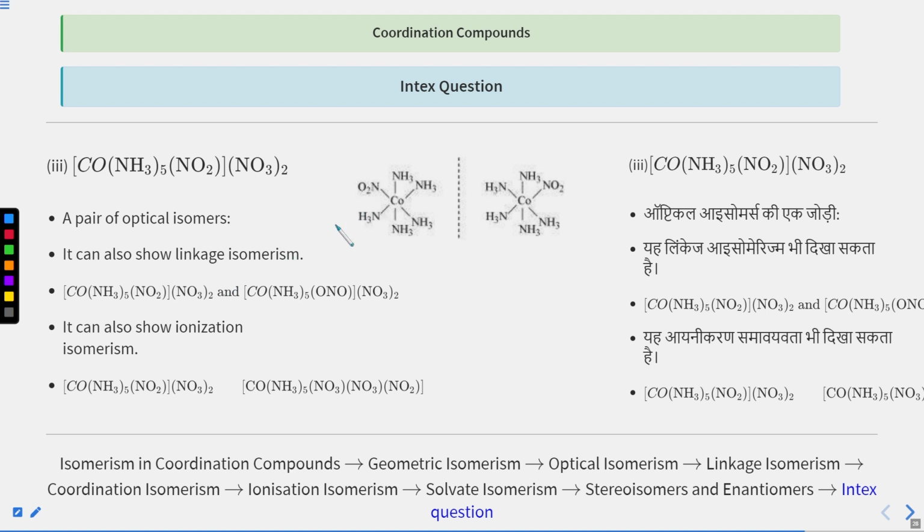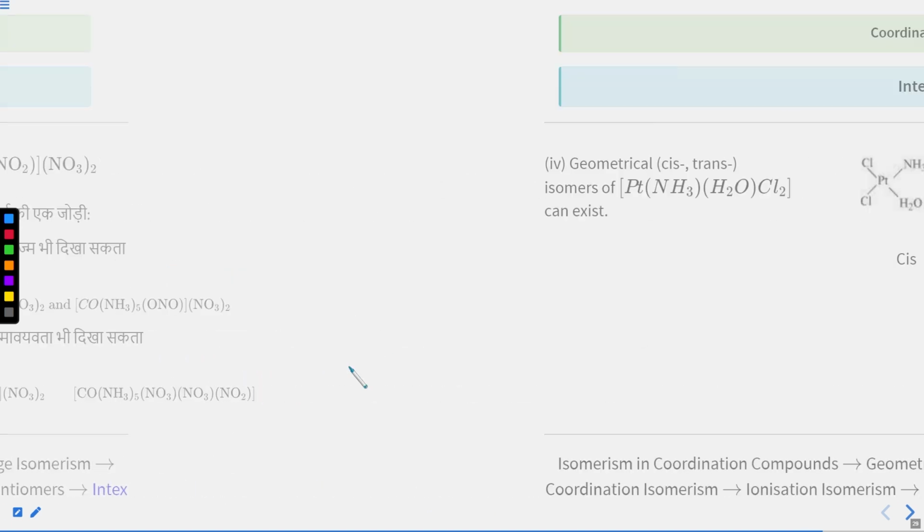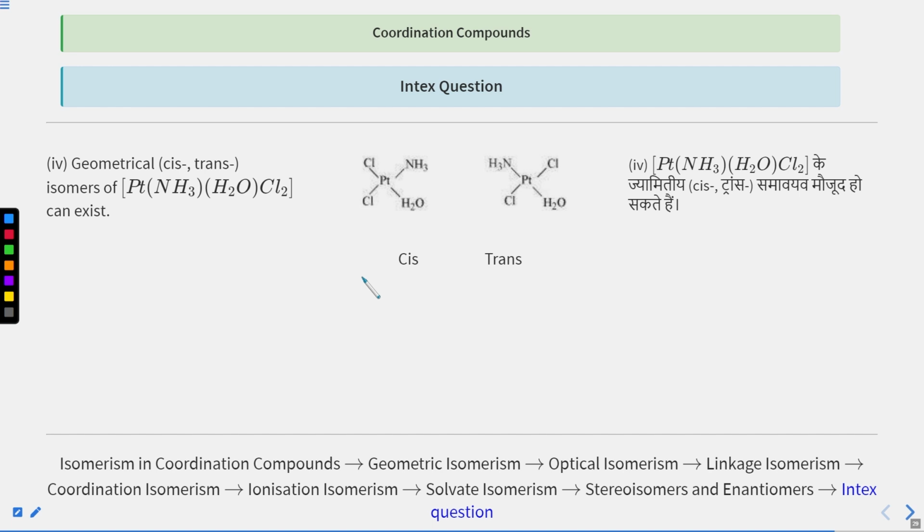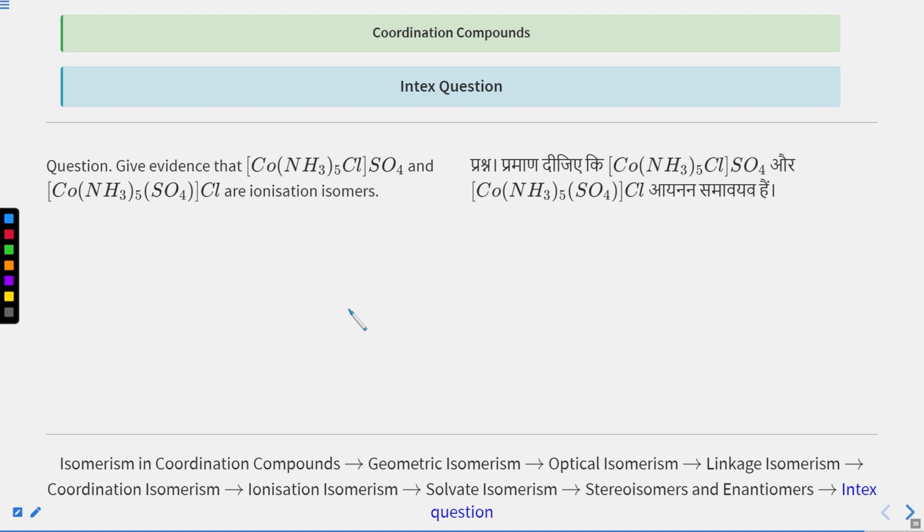For this case, with NO2, we have linkage plus ionization isomerism. Right? We can have optical isomerism and we can have geometrical also. And for the last case, it can only show geometrical isomerism. Clear? Just try this question by yourself. You have been given the evidence that this and this are ionization isomers. So how will I prove it?